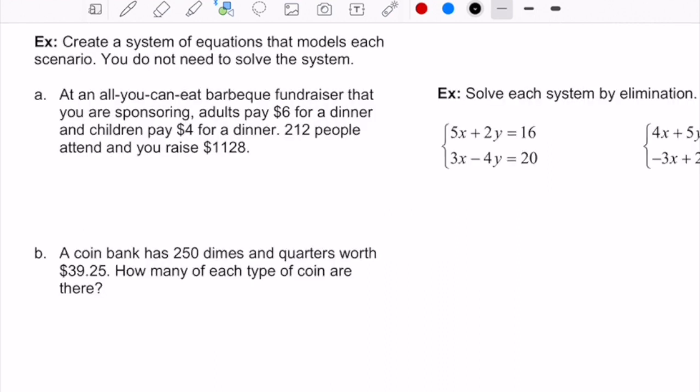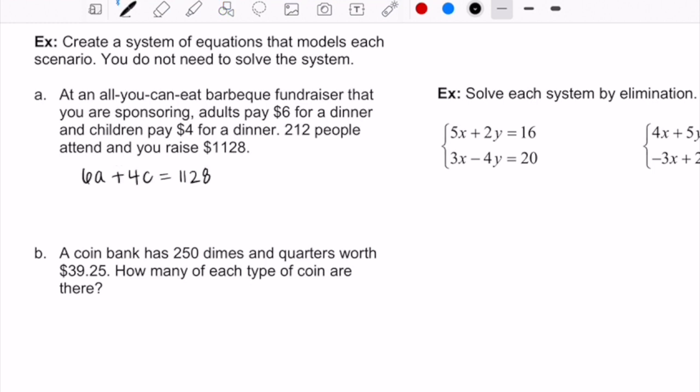Down here in the next example, we're asked to create a system of equations that models each scenario. So you don't need to solve it, you just need to come up with the equations. It can be helpful to pick variables that match the first letter of the word of what they represent, but sometimes you'll see problems where they just use X and Y, and that's the same thing. Here I'll use letters that match.